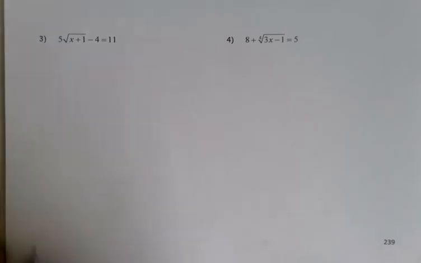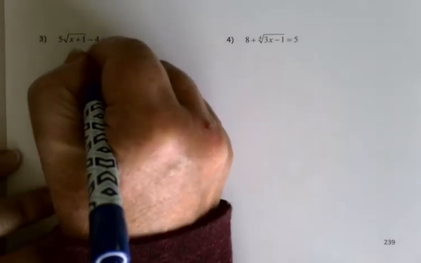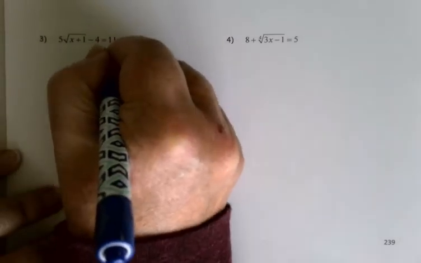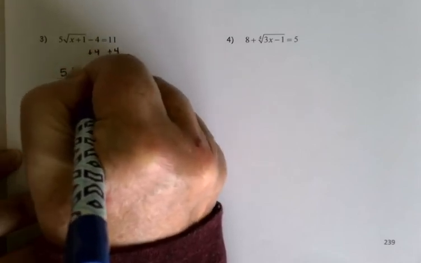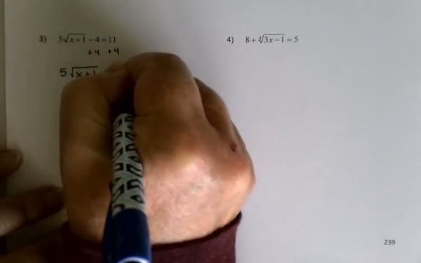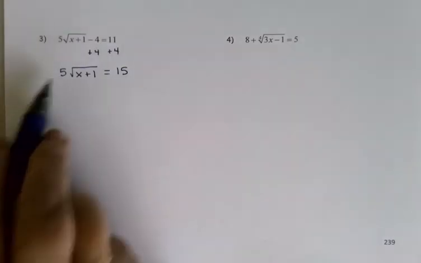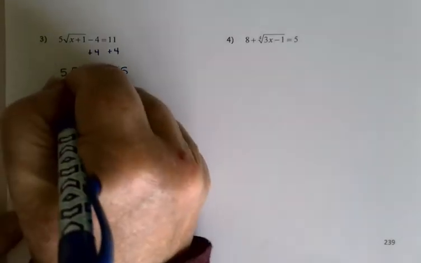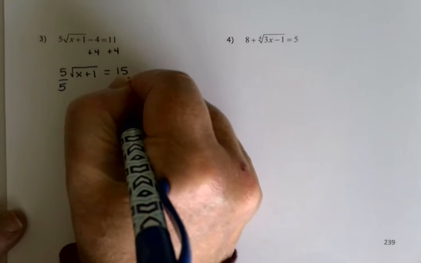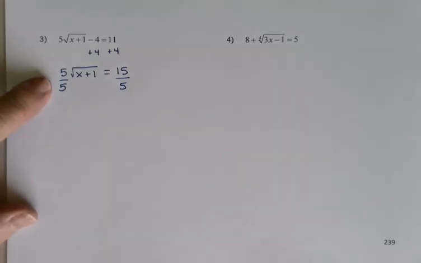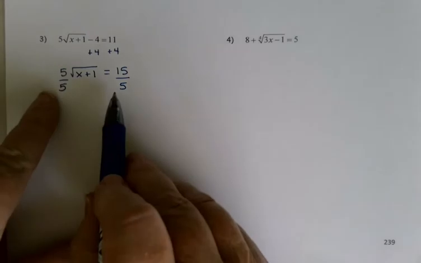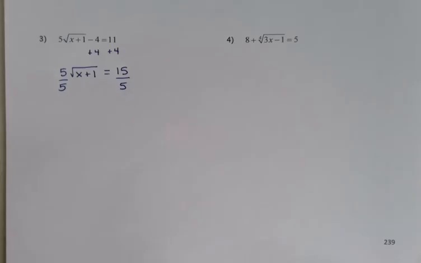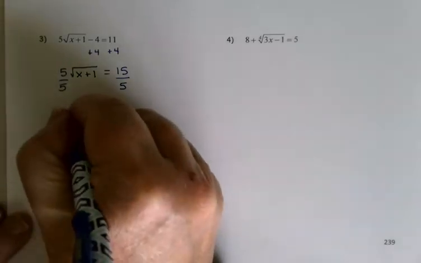In number 3, once again, I want to start by isolating my radical. So I will add the 4. And then I'm also going to divide by the 5. I will admit that I can get by without that. In fact, we might see one later where I'll choose not to do it. But since the 5 goes into the 15 easily, I'm going to go ahead and do it. It's going to make things a little easier.